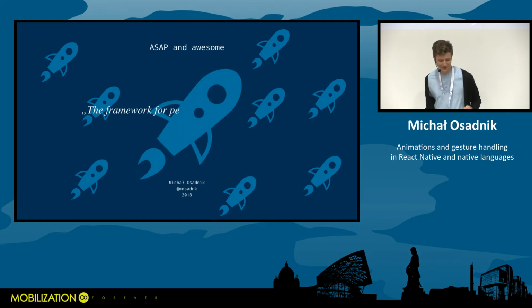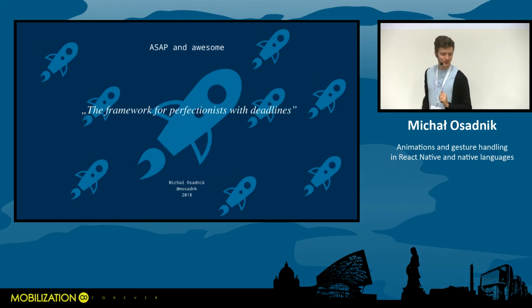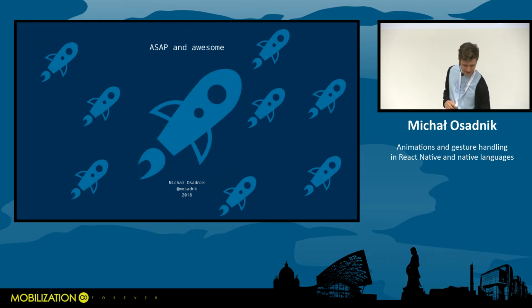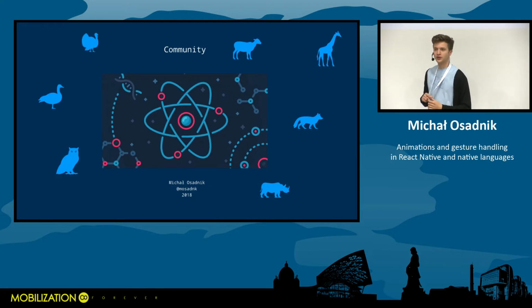Well, I have found this quote. Maybe if you are familiar with Python, you have seen it before, because it refers to the Django framework. And I find it a very nice and handy explanation for what React Native is as well. So React Native is a framework for perfectionists with deadlines.